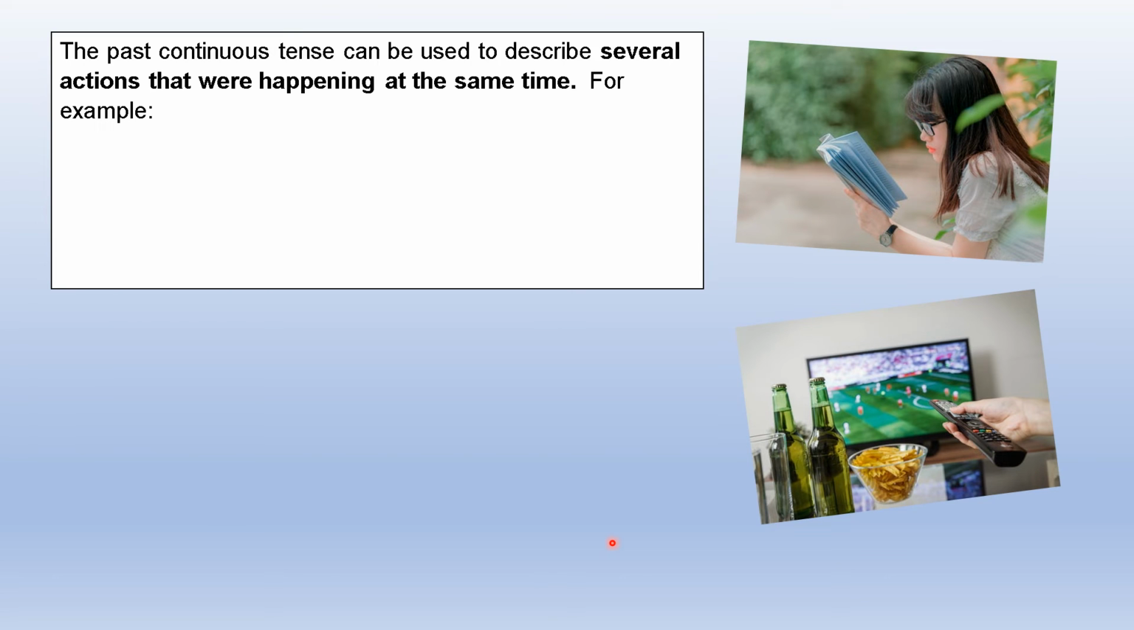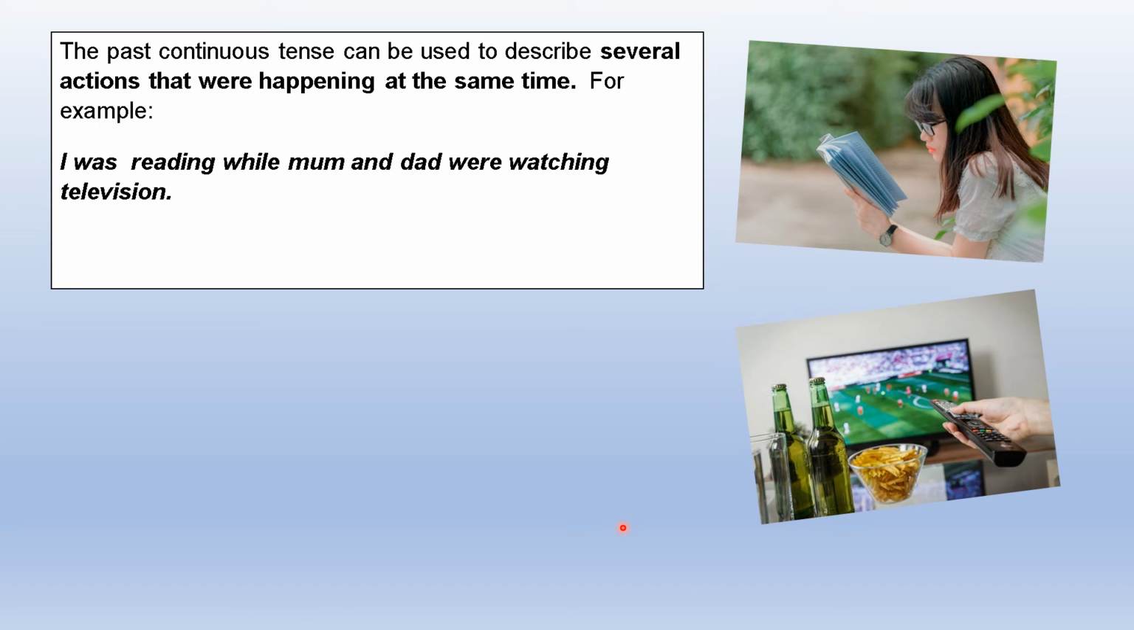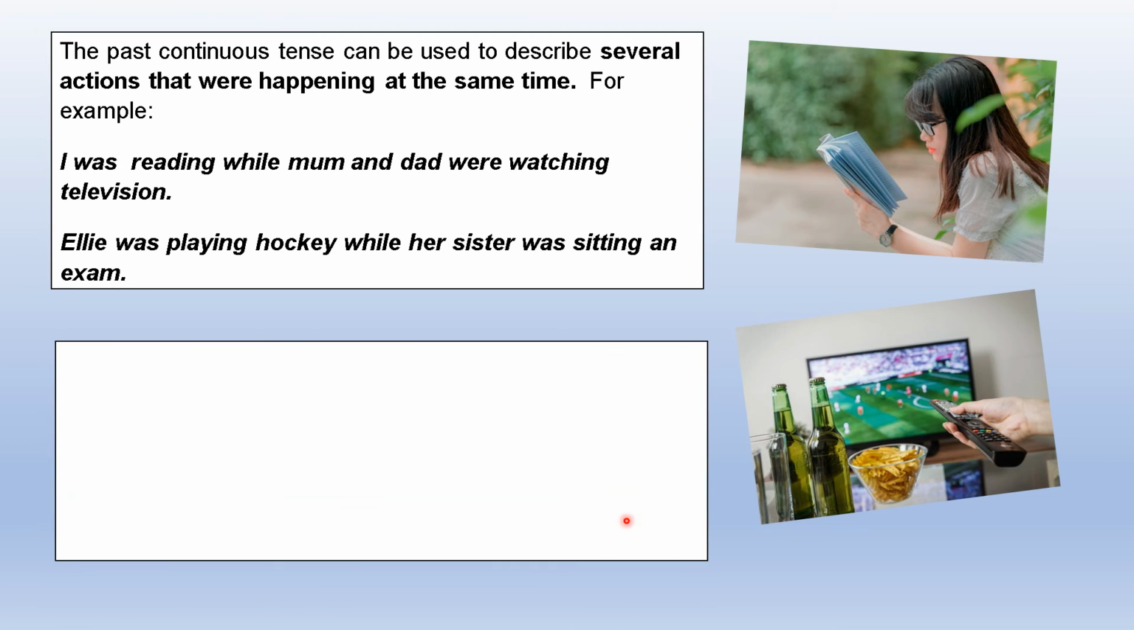The past continuous tense can be used to describe several actions that were happening at the same time. For example, I was reading while Mum and Dad were watching television. Or Ellie was playing hockey while her sister was sitting an exam. And notice we've got the word while in between these two ongoing events.